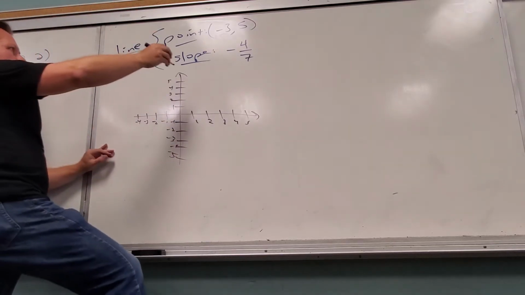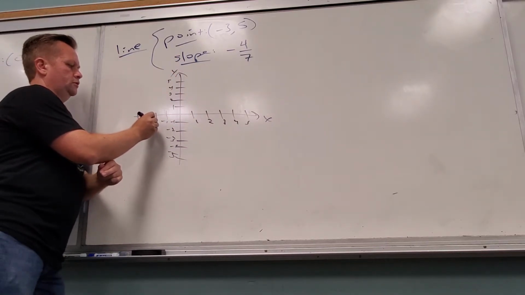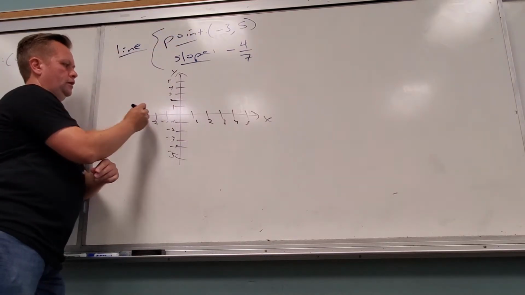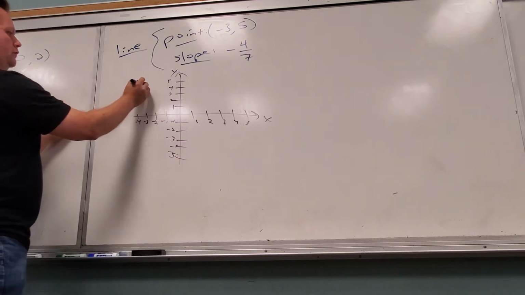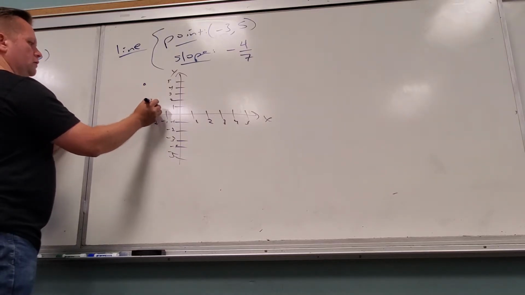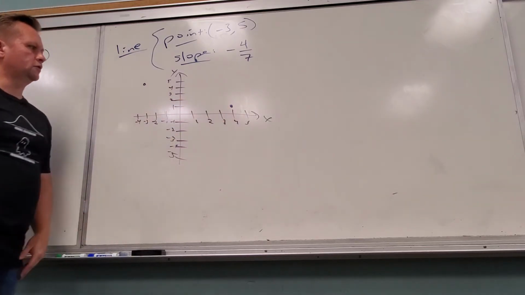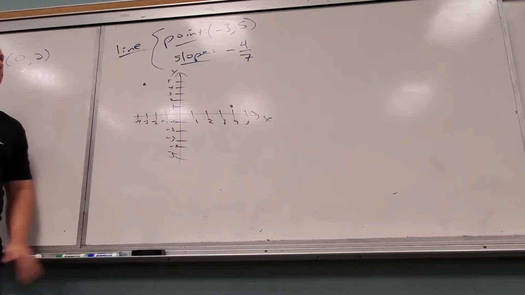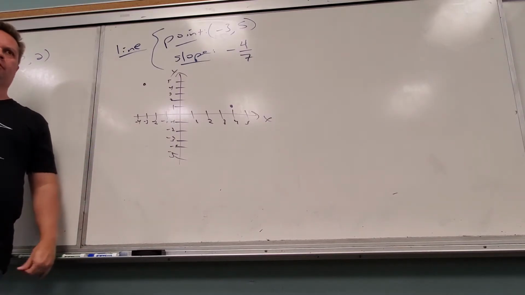All right, bam, bam. Let me see. So where do I start? -3, 5. And from there I go where? Down 4. 1, 2, 3, 4. Over 7. 1, 2, 3, 4, 5, 6, 7. I think I did right. Did I do right? I think so, yes. How do I check what I've done so far before I draw the line?